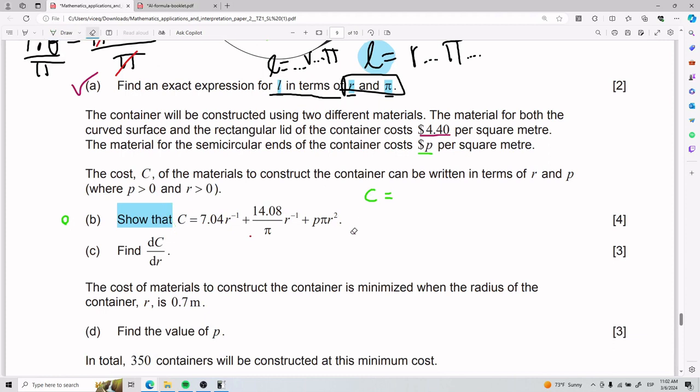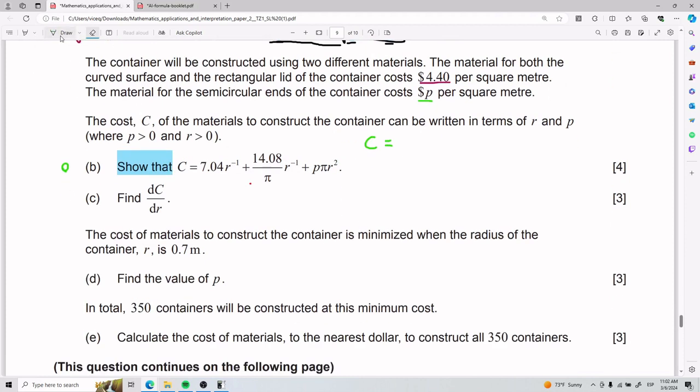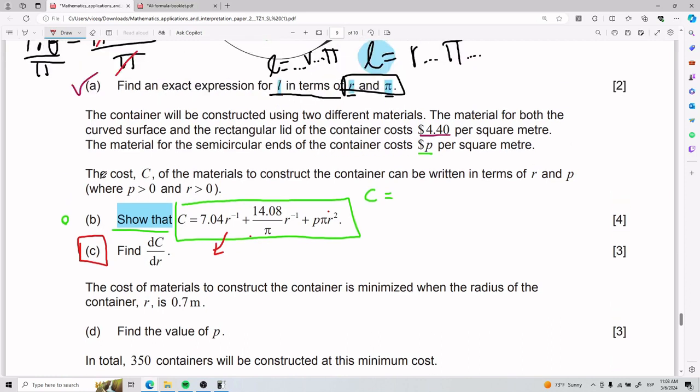Now, why am I taking a mini break here? Because when it says show that, and this is a fact, that means that for finding the derivative of C with respect to R in part C, you can use this. And so, interestingly, when it says show that, and you take it for granted as a fact, you can skip part B and do part C.